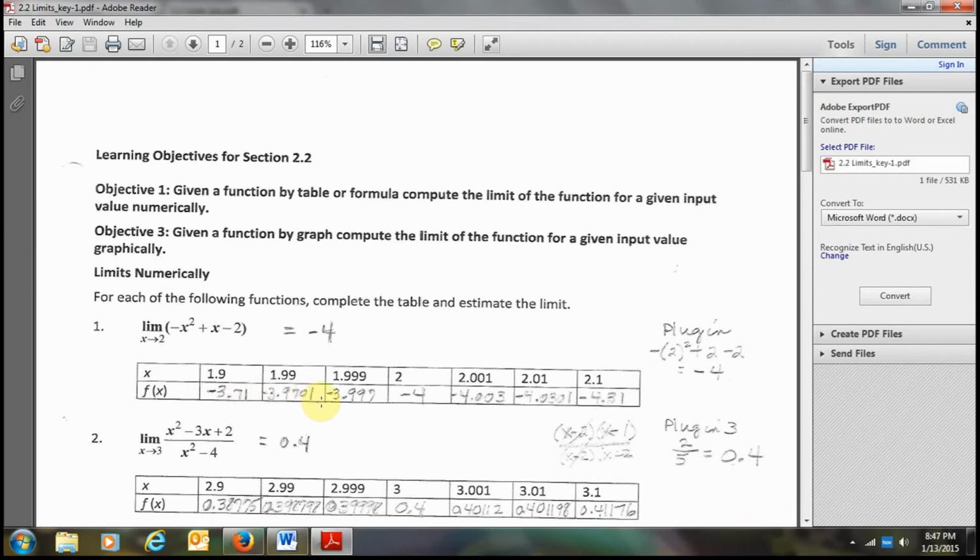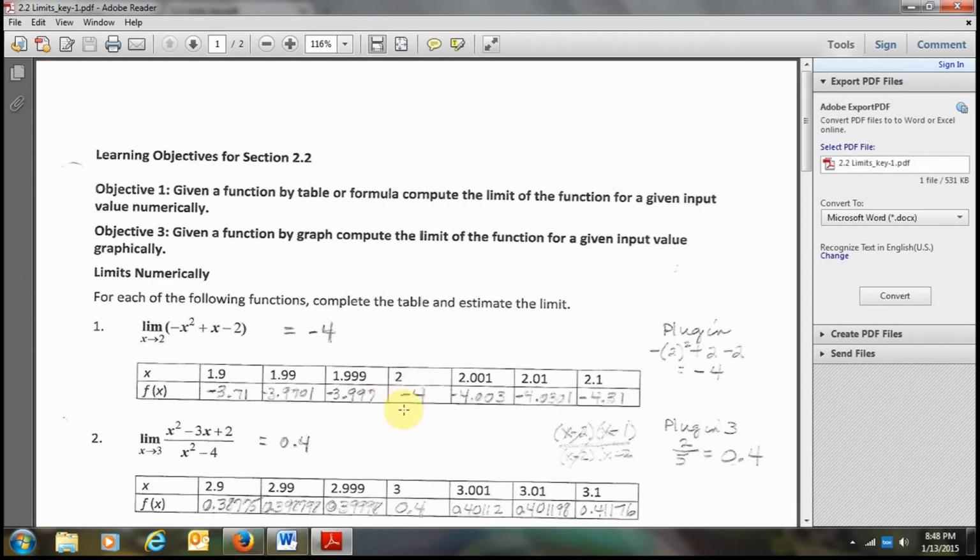I put in my values and I got negative 3.71, negative 3.9701, and you can see what I got here all the way through. So let's think about this like we did the limits on the graph. What is the limit as x approaches 2 from the left? Well, to the left of 2 would be these numbers on this side: 1.9, getting a little closer, 1.99, getting a little closer, 1.999. Those are on the left. Look at the values. We go from negative 3.71, negative 3.9701, negative 3.997 up to negative 4. It actually has a value at 2, which is negative 4.